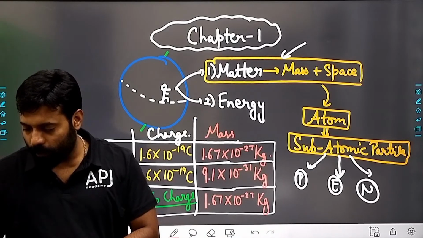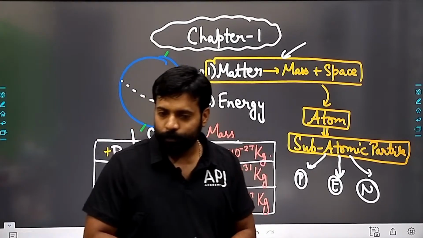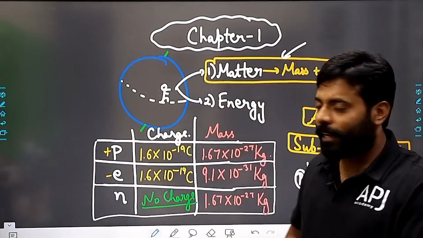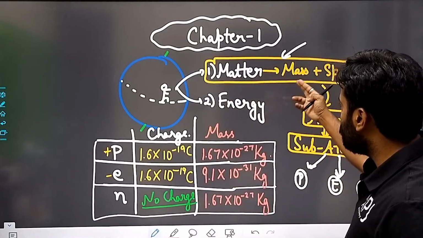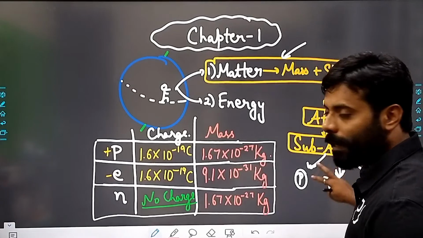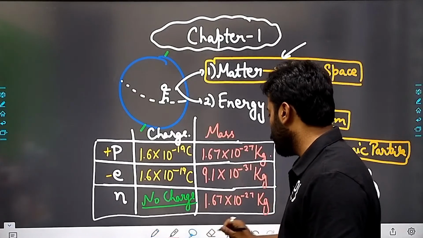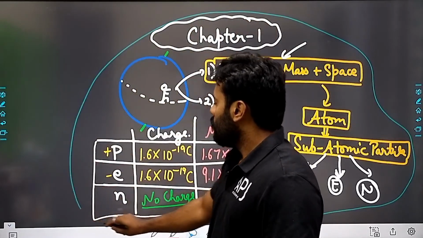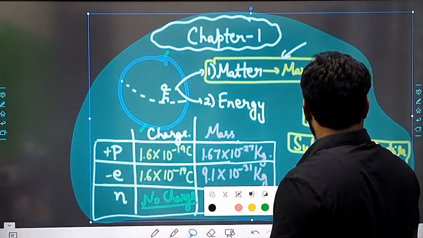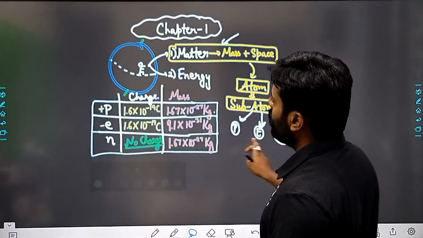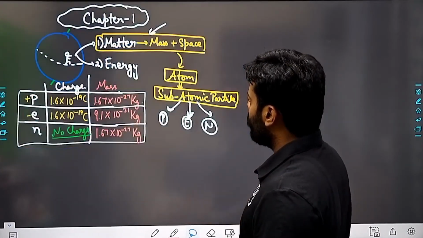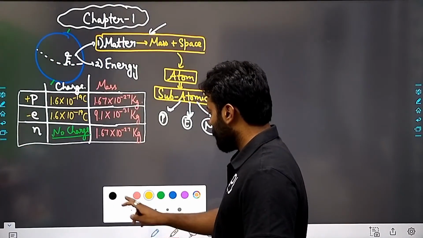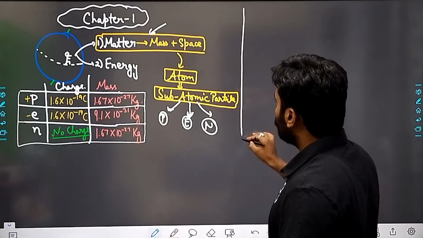Is it clear, Nara, Srinivasan, Akshat? So we are having here matter, energy, mass plus space, atom, subatomic particles, and these things are clear to you. Then we can move forward with the structure of atom.